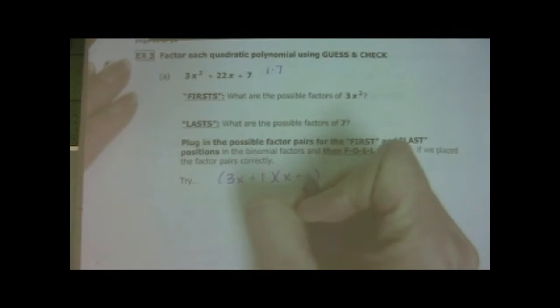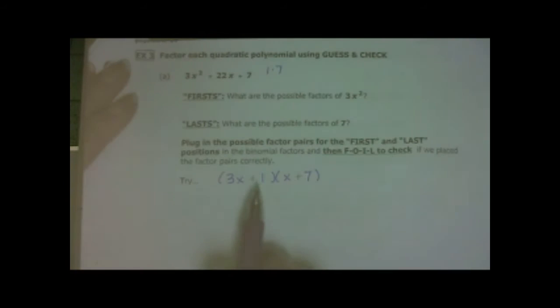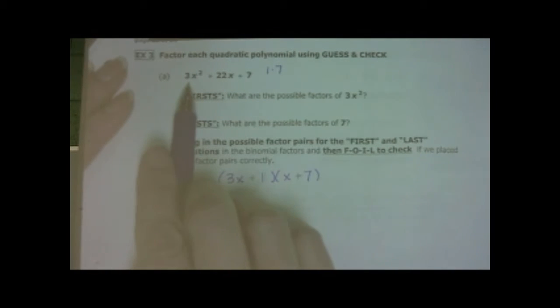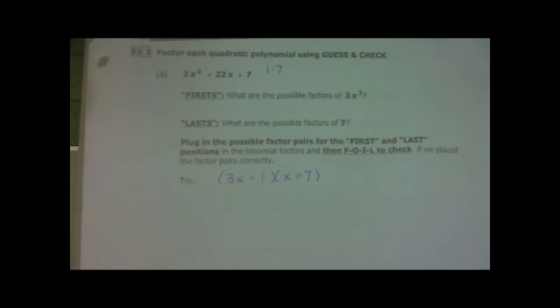So I'll put plus 1 here and plus 7 here. Now my inners are 1x and my outers 21x. That gives me 22x. So I have the right factorization. And that is what we call it, a factorization. So if you don't have a lot of options for what multiplies to your firsts, because we only had one option, 3x and x, and you don't have a lot of options for what multiplies to your last, which we don't because we have 1 and 7, then the guess and check is pretty easy.